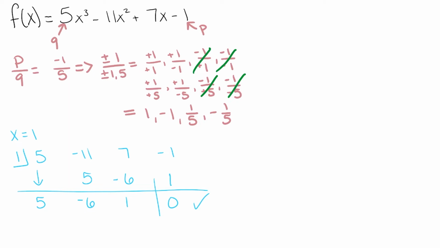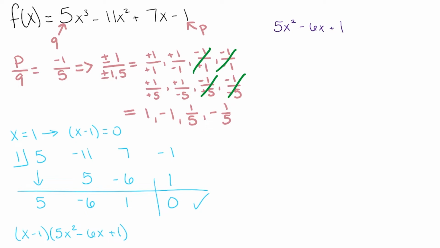So that means one of our factors is x minus 1, which is great. The rest of our polynomial becomes 5x squared minus 6x plus 1. So now we're going to finish factoring if it's possible. Looking at our polynomial here, which is 5x squared minus 6x plus 1, this is a quadratic function, so we can factor this the way that we would factor quadratic functions.